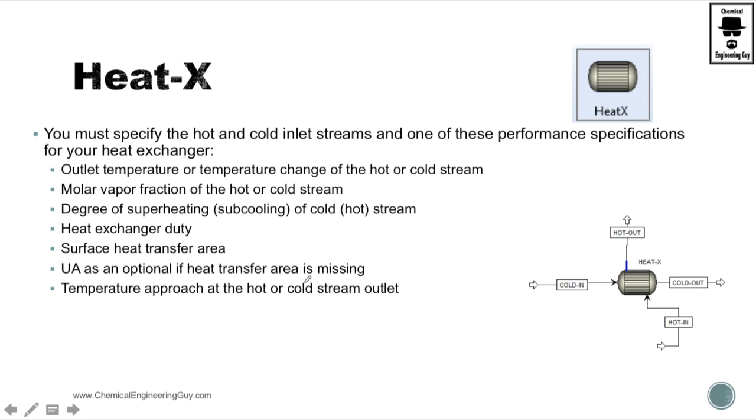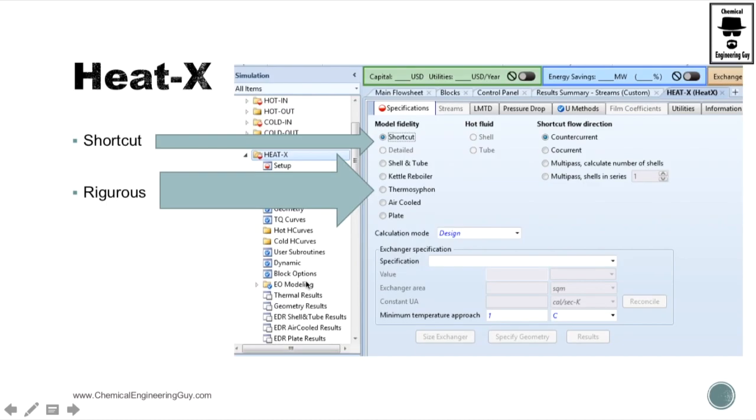Okay, now once you open the HeatX specifications, you are in the main flowsheet. Add the HeatX, add all streams, then double-click on HeatX. You will get this form right here. This is the model you want to add. This is either shortcut or detailed, which is currently not available, and all these others are rigorous.